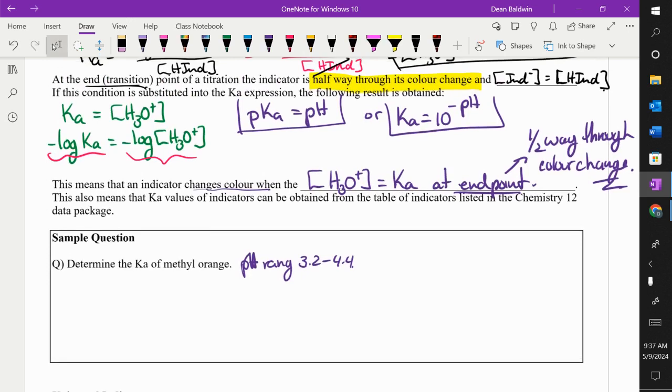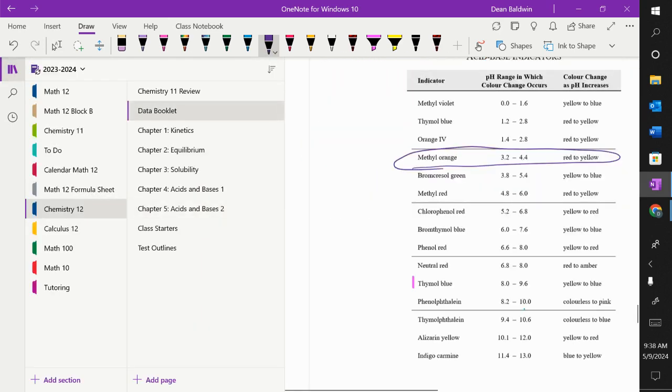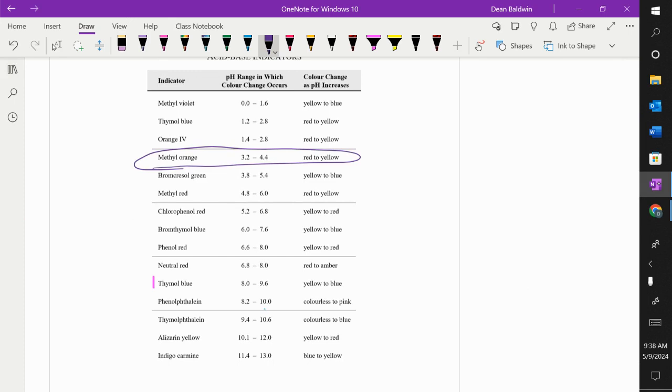So what's the midpoint of that pH range? 3.2 plus 4.4 gives me 7.6, over 2. Basically, this is the midpoint formula. And you get 3.8. That is when we're going to get a change of the color from red to yellow. So you'll get an orangey color change. That is the endpoint of your titration, essentially.